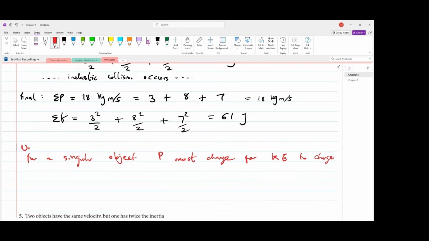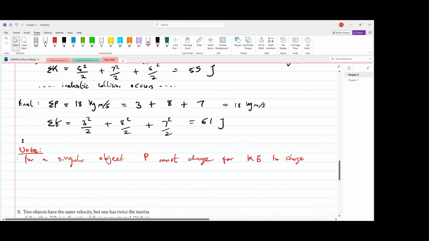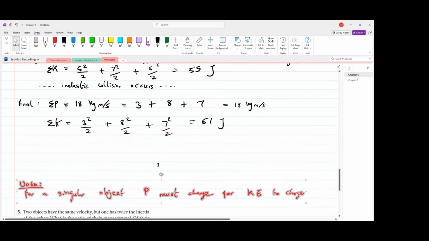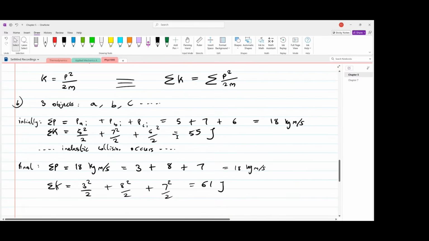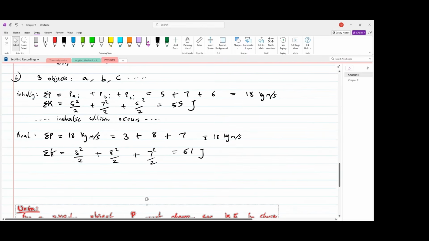I'll just say note. Okay, so now this is not what the question asked, right? So this is just for your information. What the question asked is for a system, right? So the question wants you to explain how kinetic energy can change when momentum stays the same. And we've already looked at that, right? It is basically because of that square relationship.